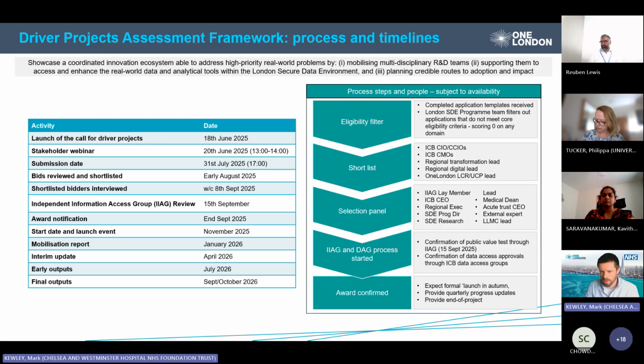And then we would get into, for those that are the preferred selected bids, we would take them through a process with our IIAG, the Independent Information Access Group, and the local data access groups to make sure that we had supported those bids to have data access approval before we would finalise and award the grant funding. Our intention would be to do that by the end of September.